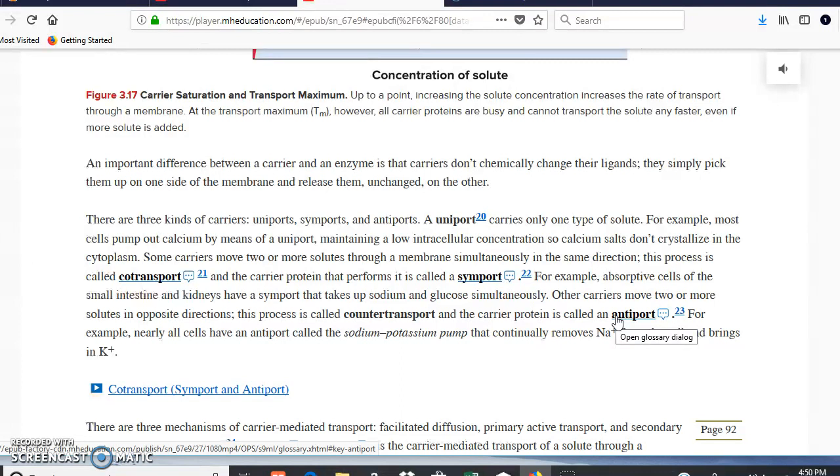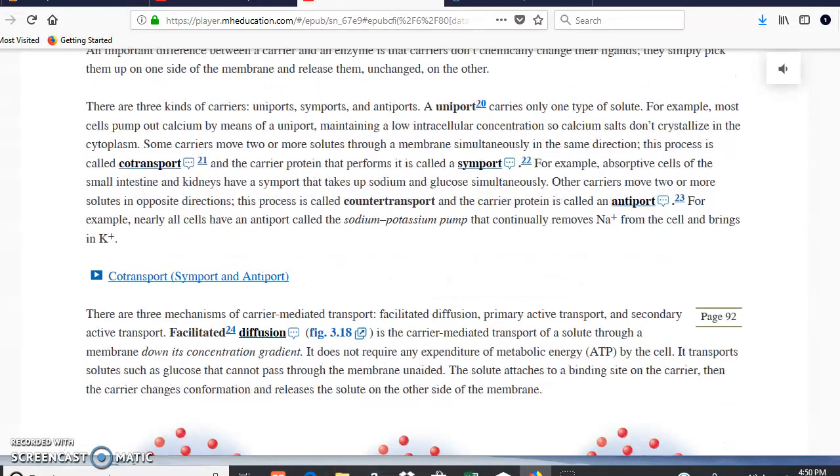transports two things, but these two things are going to be transported in different directions, meaning one outside the cell and the other one inside the cell. That process is going to be called counter transport. The processes that are going to be achieved by these different types of carriers are three, which are right here: facilitated diffusion, primary active transport, and secondary active transport.